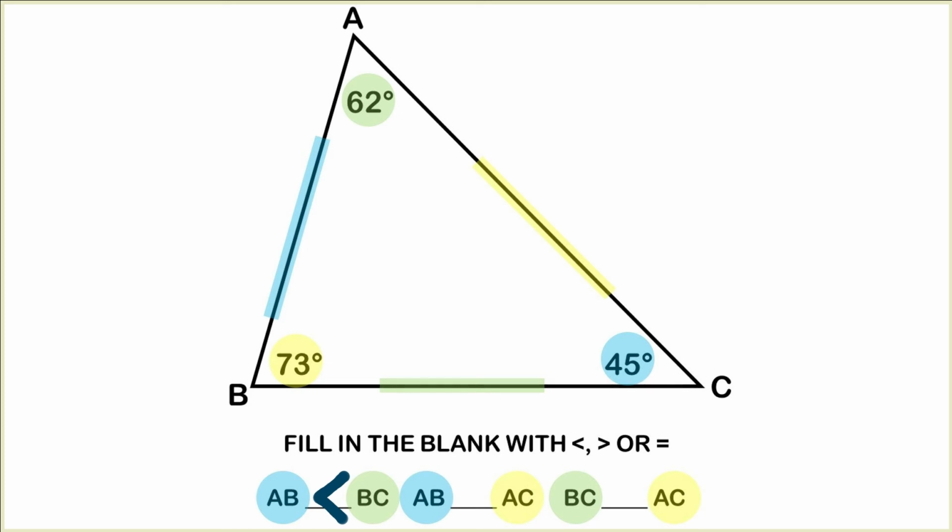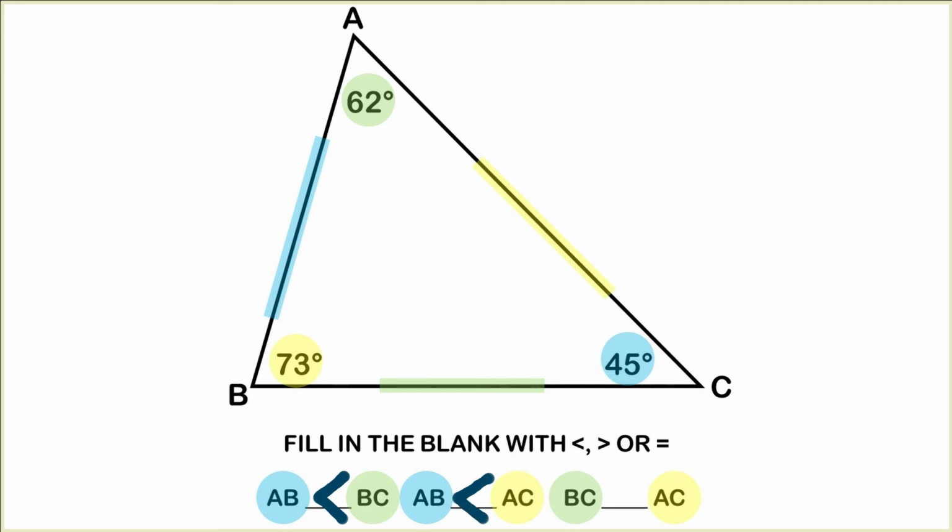The next comparison is the blue side, AB, and the yellow side, AC. If we look at the blue side, the angle across from it is 45, and we look at the yellow side, the angle across from it is 73. Since 73 is the larger angle, AC will be the longer side.